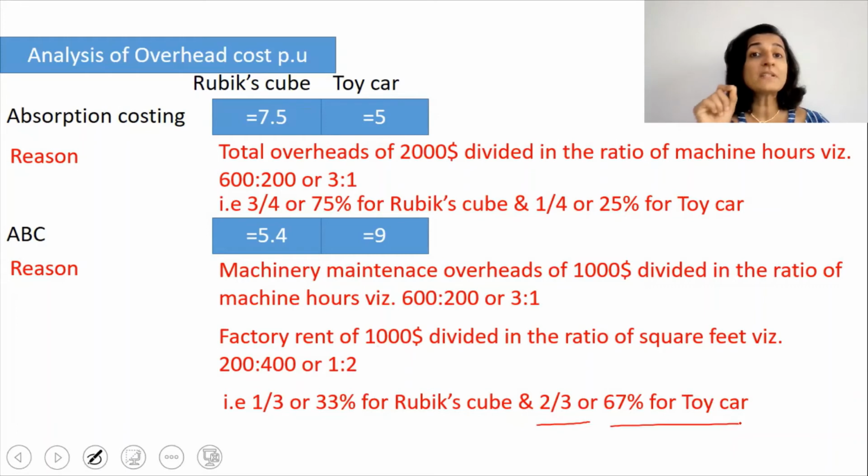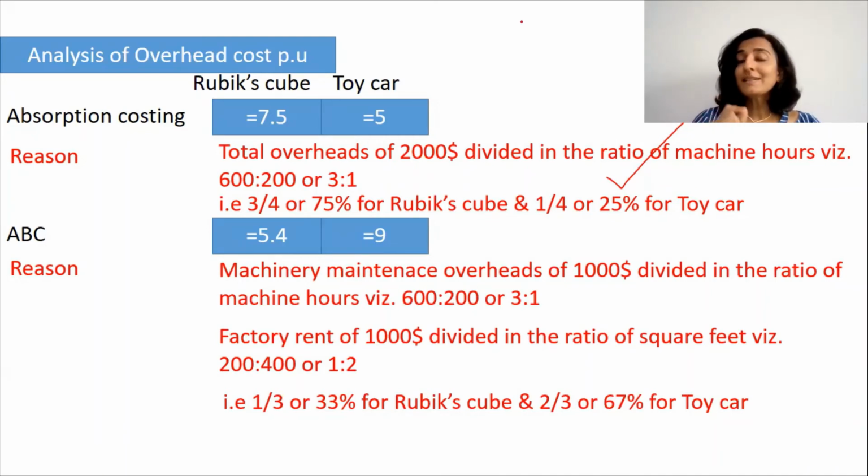The reason for the difference is because the factory rent has been allocated on the basis of the square feet ratio and not on the basis of the machine hours ratio. So because of that, a higher share, that is 67%, is going for the toy car instead of 25% that was taken under absorption costing. Now we will go to the second question, wherein we will be calculating the total cost per unit of both the products under absorption costing and activity-based costing.